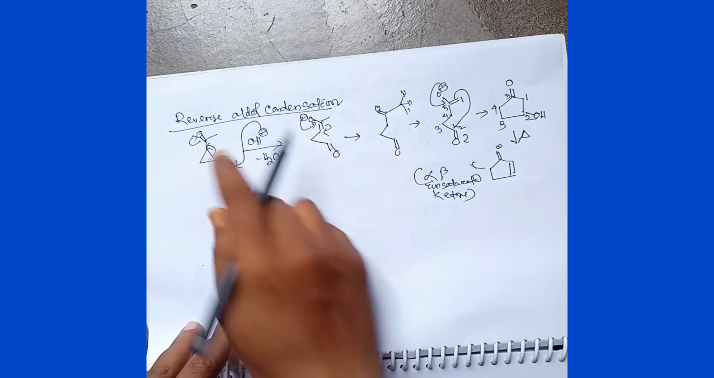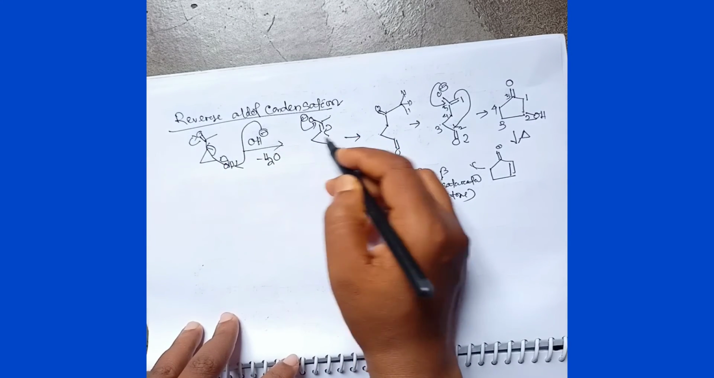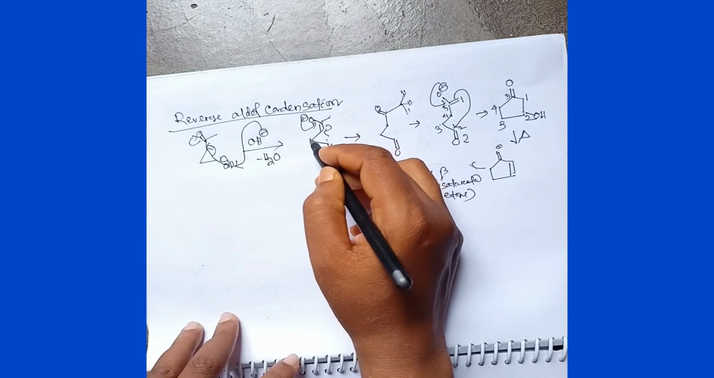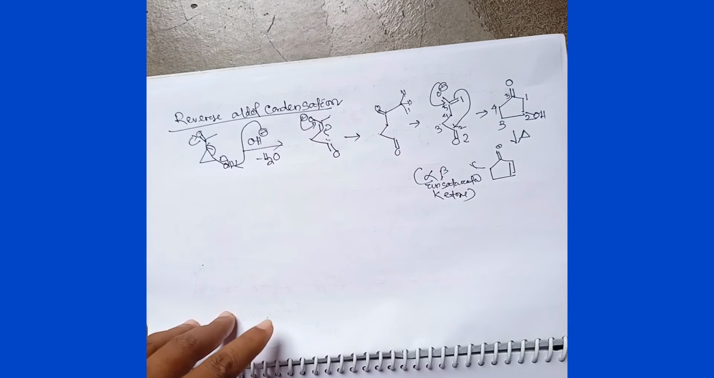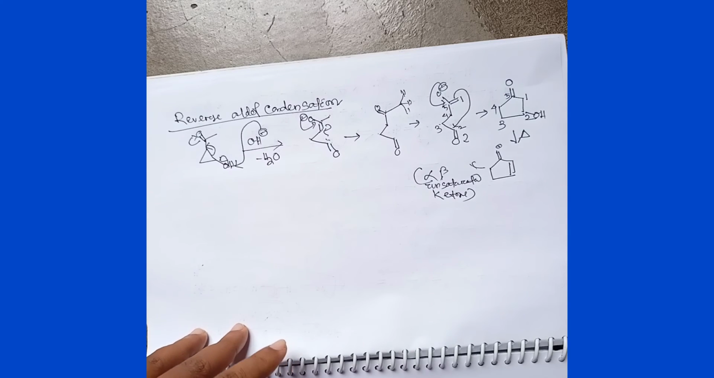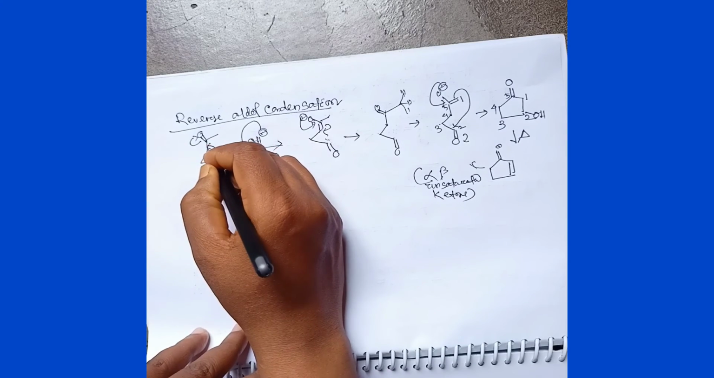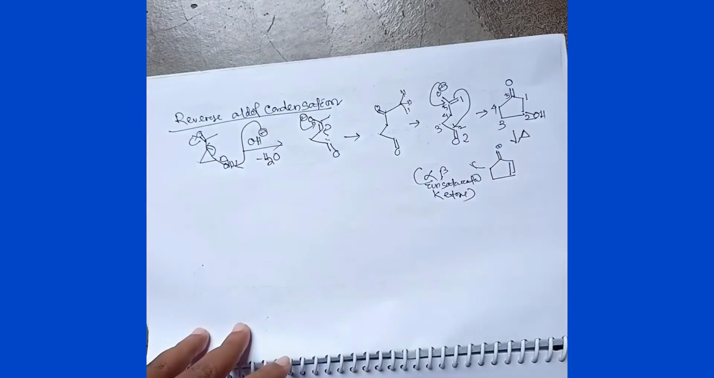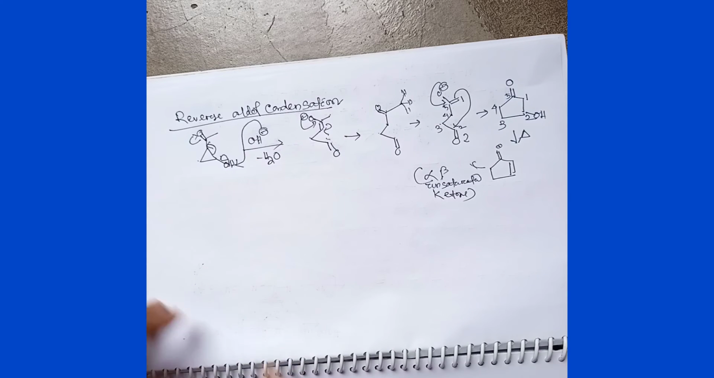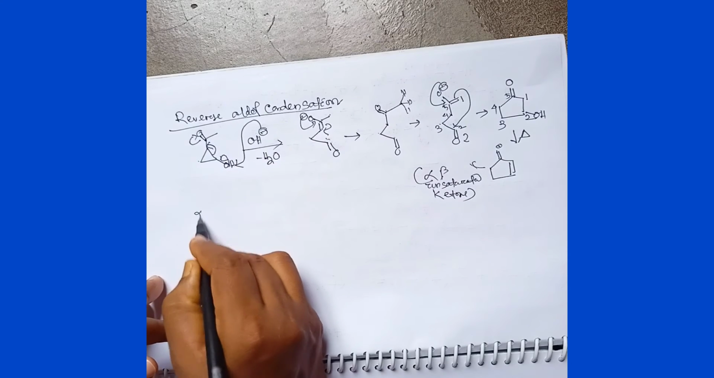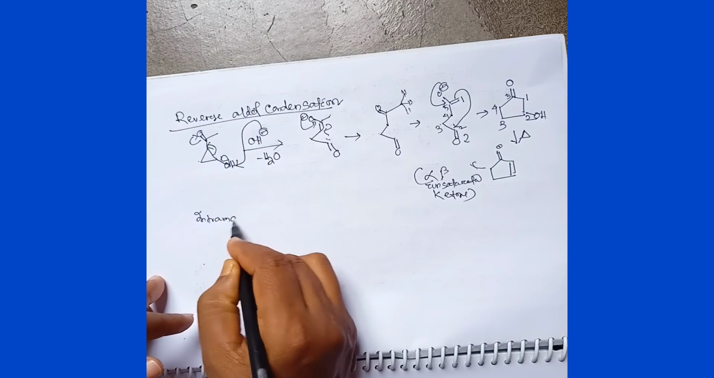1 2 3 4 5. Reverse aldol condensation. How many carbon? 1 2 3 4 5. Okay, reverse aldol condensation. What is left? Now we'll take one more example for intramolecular aldol condensation.